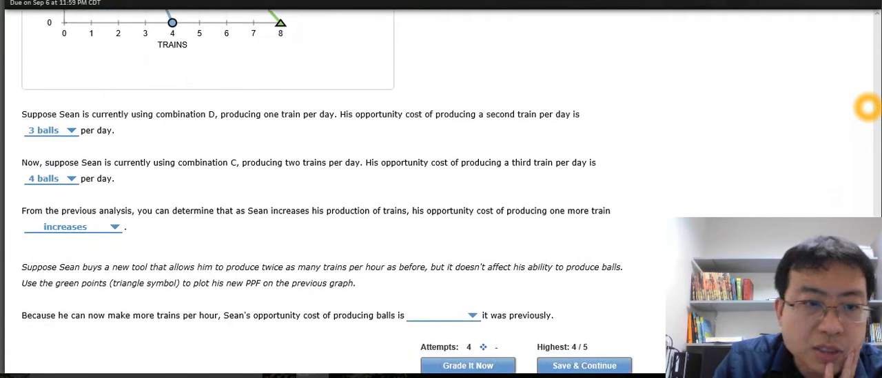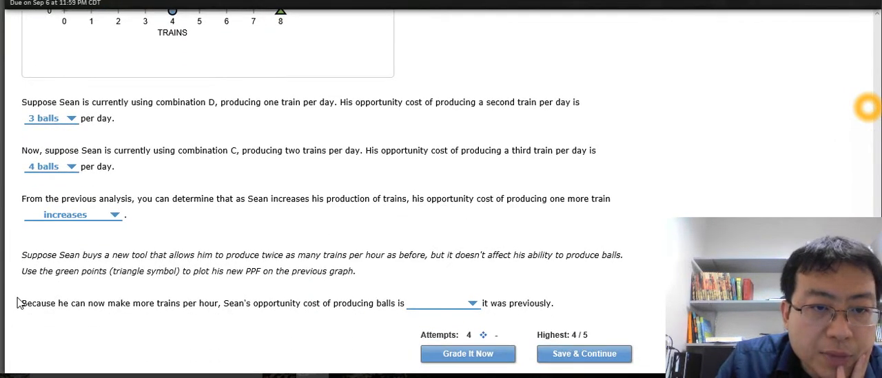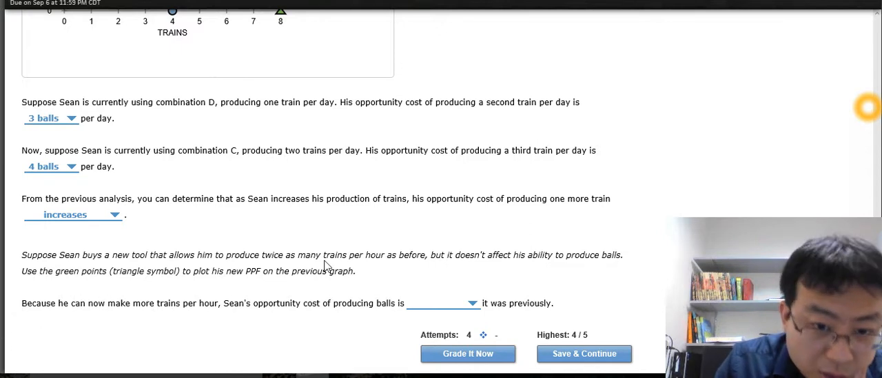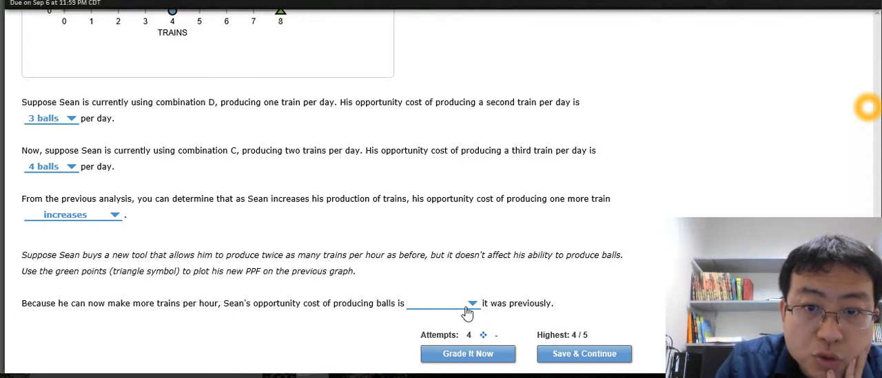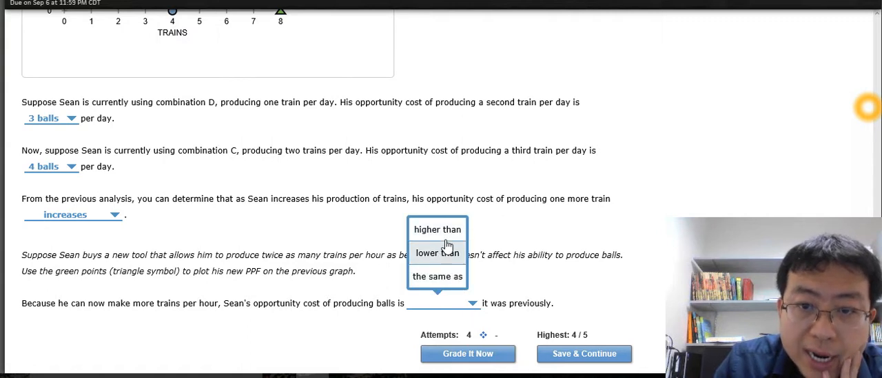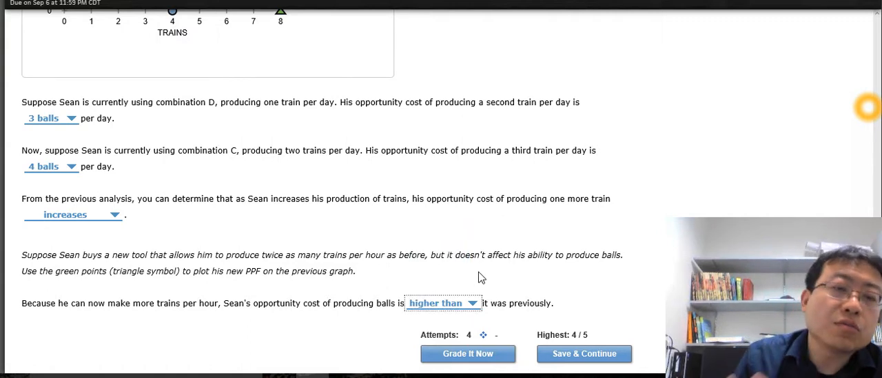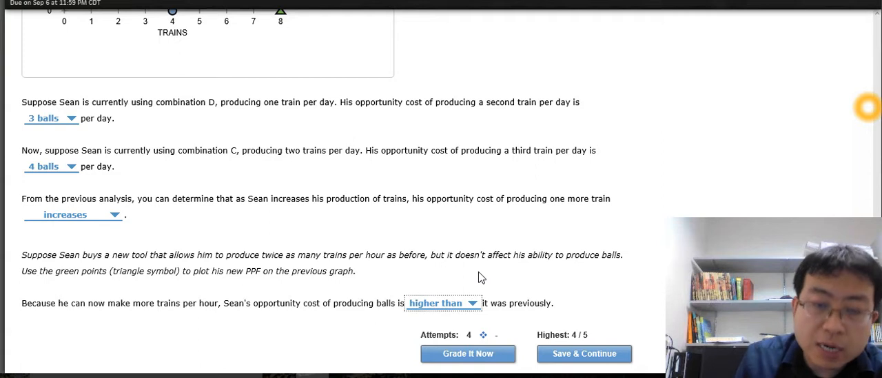Now let's go to the last question. So because he can now make more trains per hour, Sean's opportunity cost of producing balls will be higher than previously. Because before he could produce a lower number of trains, now it's a higher number of trains. So now if he won't produce any balls, he needs to give up more trains compared to before.